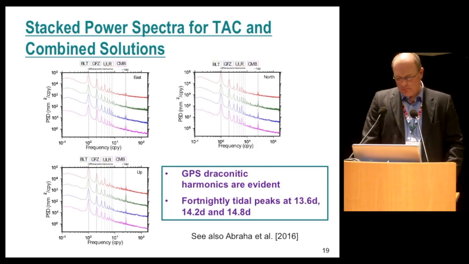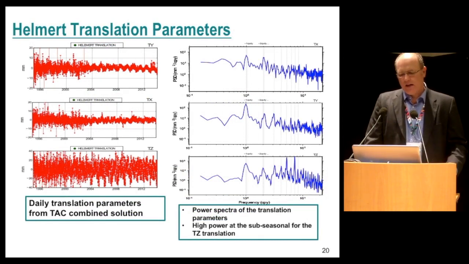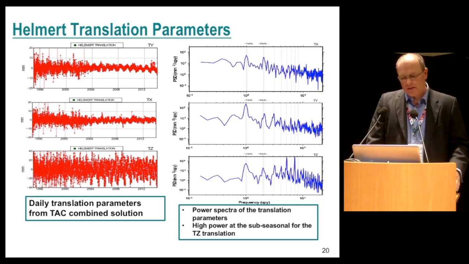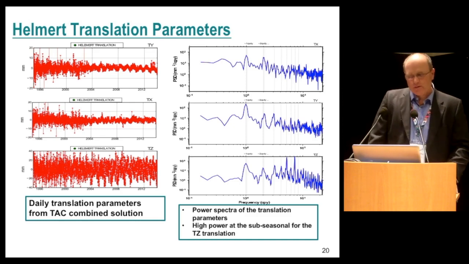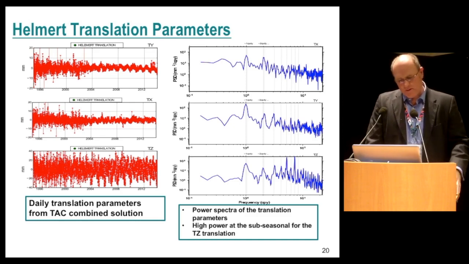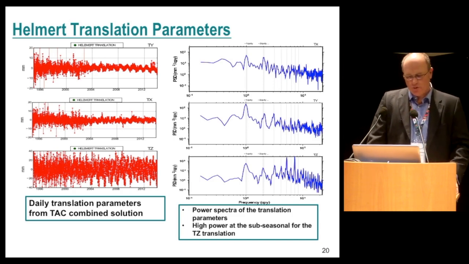When we look at the Helmert transformation or the translation parameters, what we've done here is we've got the translation parameters between the combined solution from Tiger and the IGB08 solution. We are still in ITRF 2008, and we see the TY, TX, and TZ components. The TZ component is rather noisy, and I believe this is due to the ULR solution that comes in with that noise level. This is also something that is known from the combination within the IGS, Repro2.